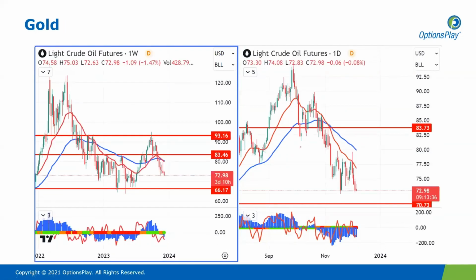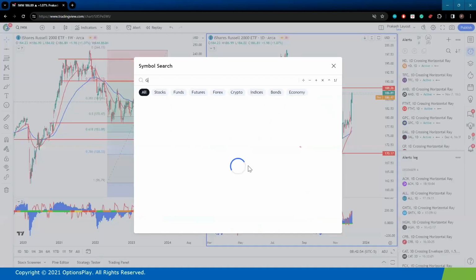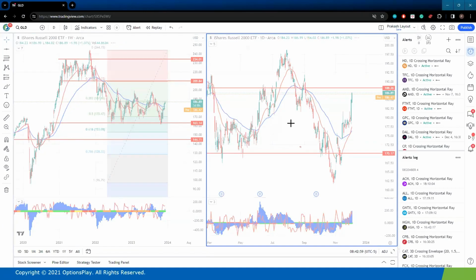And taking a look at light crude oil, sorry, that's gold. I apologize for my slide deck. I just don't think it's saved from the last time I used it. We'll take a look at gold here.